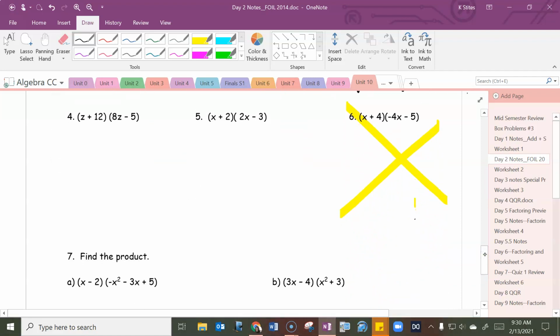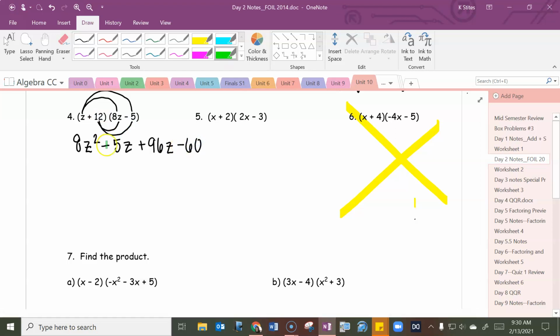All right, let's try another one. First, z times 8z, 8z squared. Outer, negative 5 times z, negative 5z. Inner, 12 times 8z is 96z. And last, 12 times negative 5 is negative 60. Find your like terms. Make sure you use your calculator for the bigger numbers. Go ahead and add them. It's going to be a positive 91z.